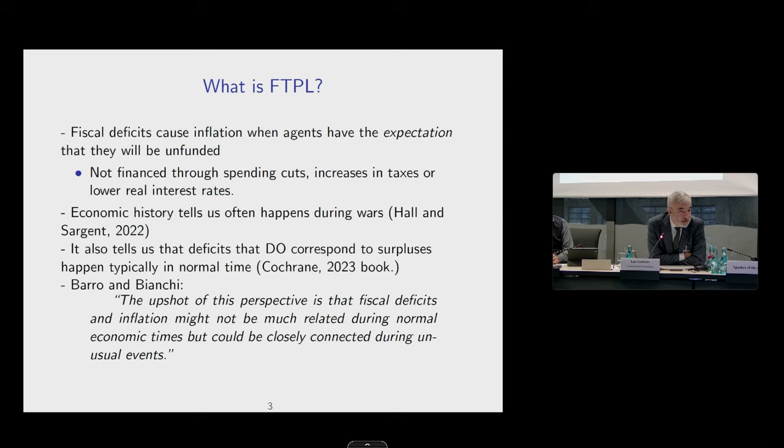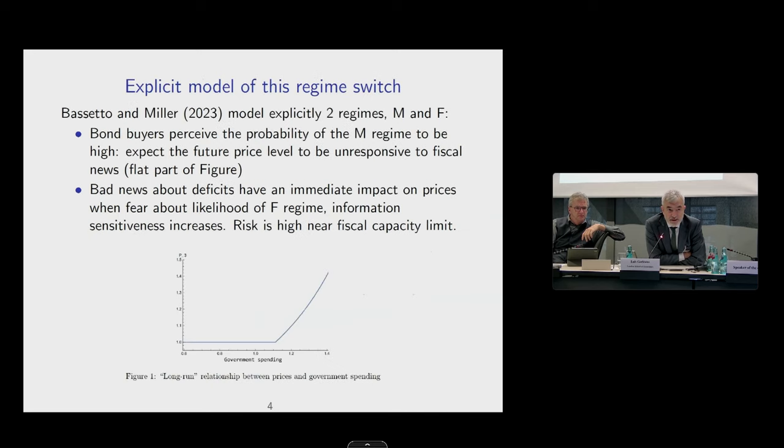Economic history says that. Sargent has been doing a lot of work on that, and tells us that this often happens in wars. John Cochrane shows in his book that in normal times, we do see that surpluses usually happen in correspondence to deficits. So this distinction between normal times and special times is one that Barro, Bianchi and Francesco leveraged here. They say, look, inflation and fiscal deficits might not be much related during normal economic times, but could be closely connected in unusual events, which makes a lot of sense.